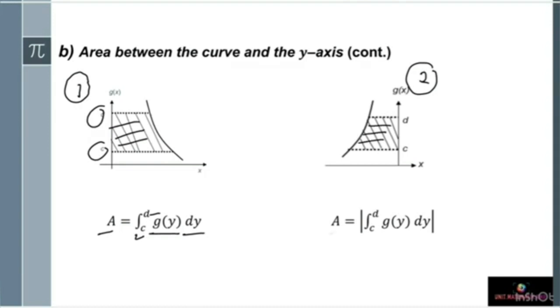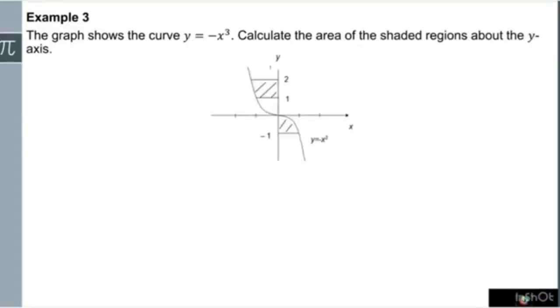So to find the area, denoted by A, we have to take the integration from c to d of a function in terms of y with respect to y, and don't forget the modulus. If you forget the modulus, then your answer will be negative, and area cannot be negative. Example 3: the graph shows the curve y equals negative x cubed. Calculate the area of the shaded regions about the y-axis.